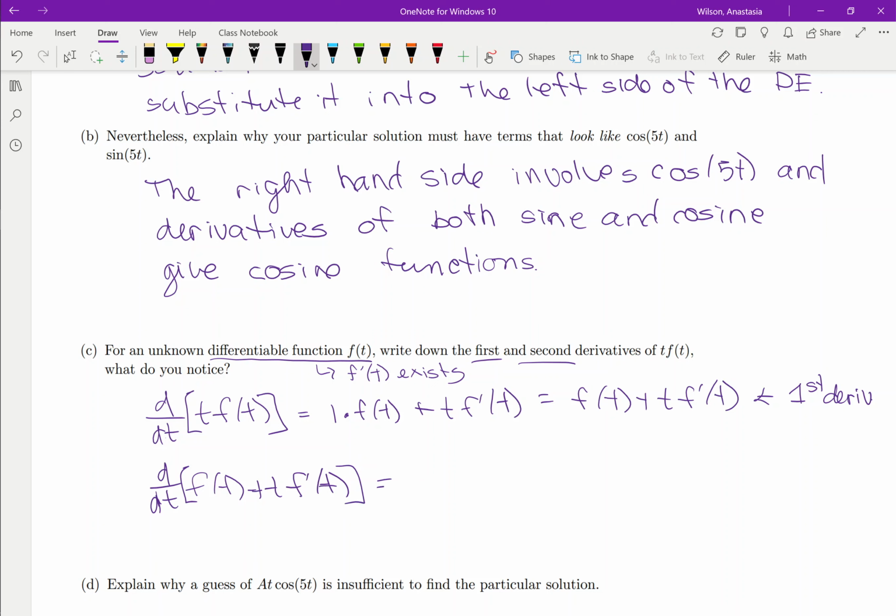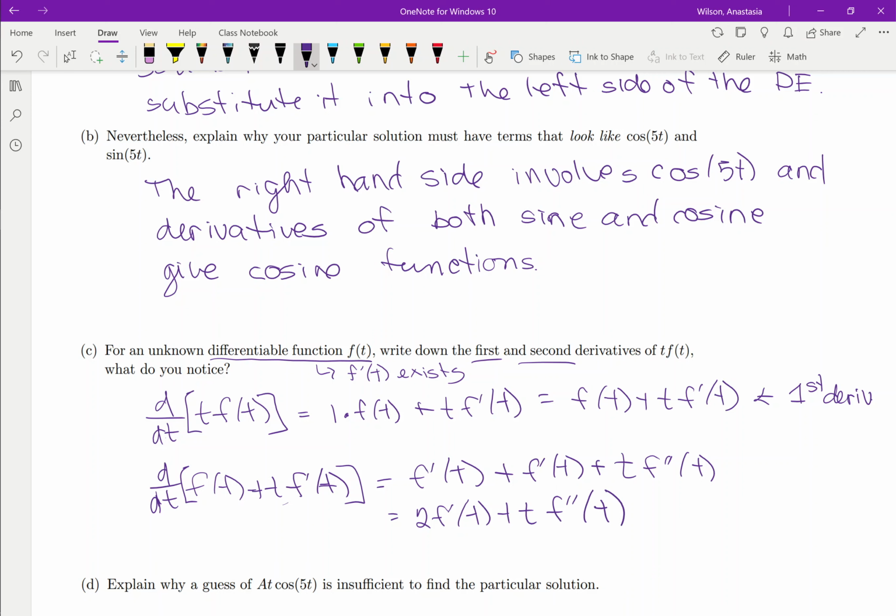So derivative of f of t is going to give us f prime of t plus, we're going to have to use the product rule again. Derivative of the first with respect to t is 1, so I'm not even going to write that there. Plus derivative of the first times the second, so that's f prime of t. Then plus the first t times the derivative of the second, so that's going to be f double prime of t. So we have two like terms here. We can combine those, so we get 2 times f prime of t plus t f double prime of t.